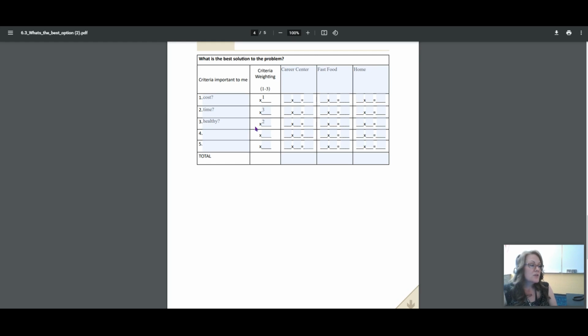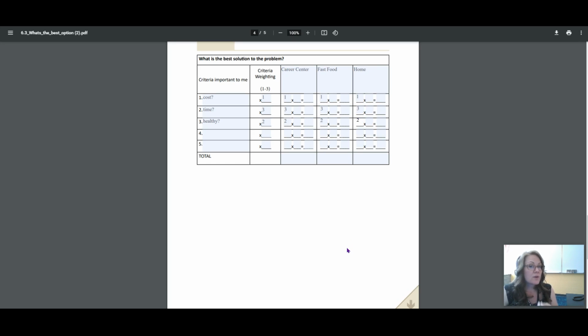All right. So here's what I'm going to do. I'm going to take the weights and go across. Everything in the cost row is going to have a weight of 1. Everything in the time row is going to have a weight of 3. And in the health row, everything's going to have a weight of 2. So I'm going to enter those figures in.